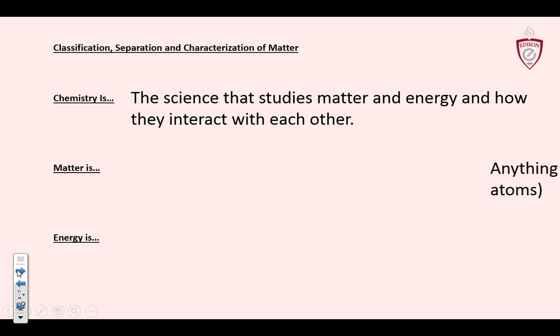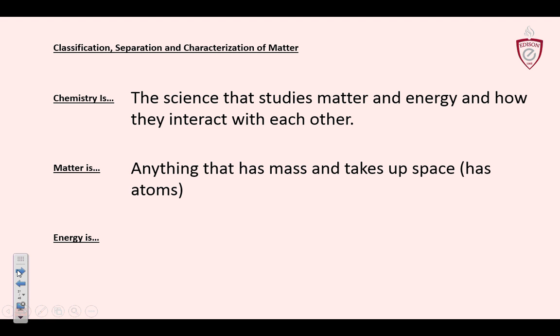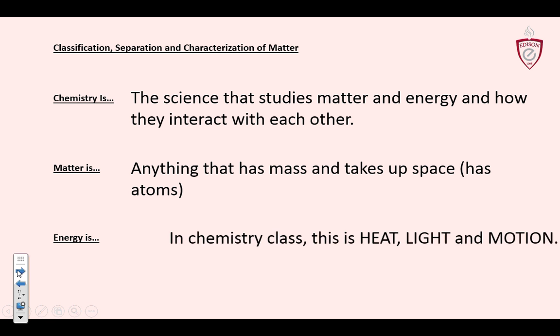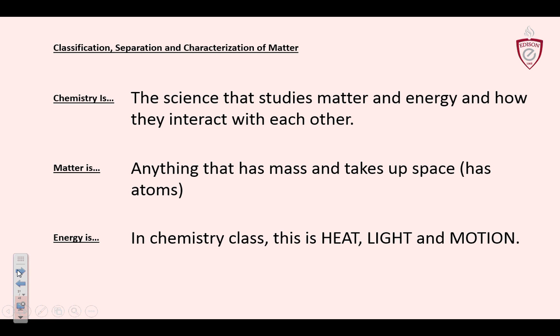Now, we did matter already, of course. Matter is anything that has mass and takes up space, i.e. has atoms. Everything is made up of atoms, even though we can't see them. You get enough of them together, you can get a big chunk of atoms, and there's some stuff I can see. Now, Mr. Monaco and I went back and forth on this. This is the best we could come up with for us.